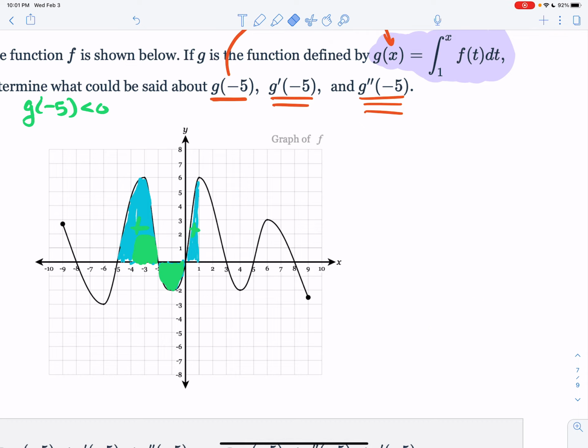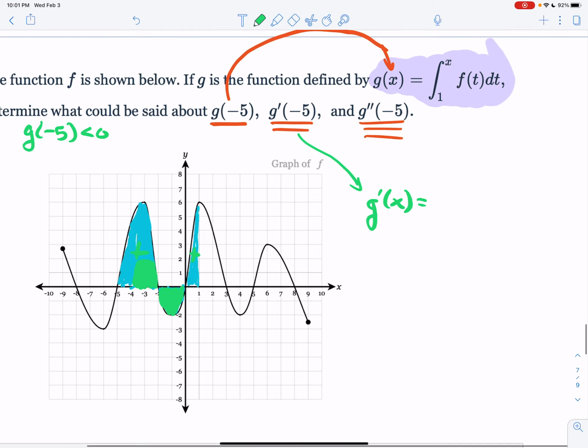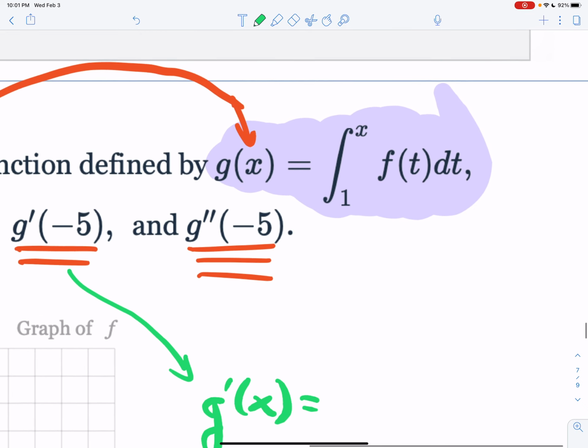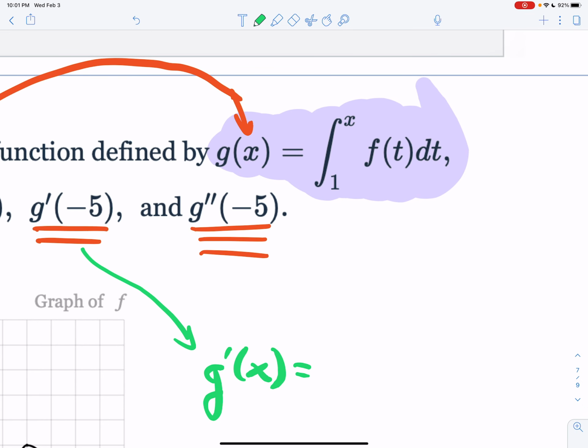Okay, so here's the next one. We have to figure out what g prime of -5 is. So before I do that, let's figure out what g prime of x is, okay? If I know that g is the integral of f, what is g prime? So notice how I'm taking the derivative of an integral. Think about where we heard about that, okay? I'm taking the derivative of an integral.